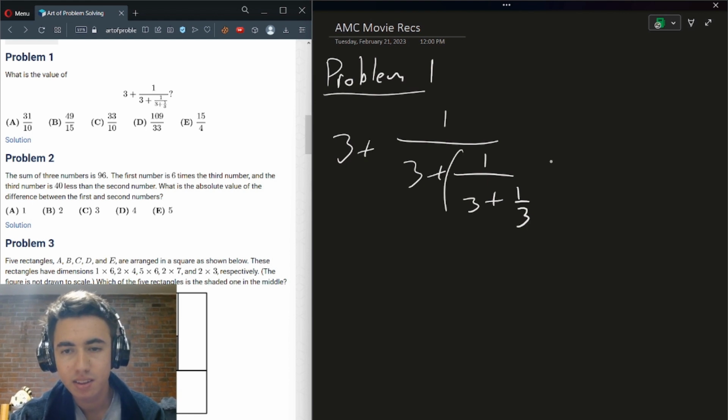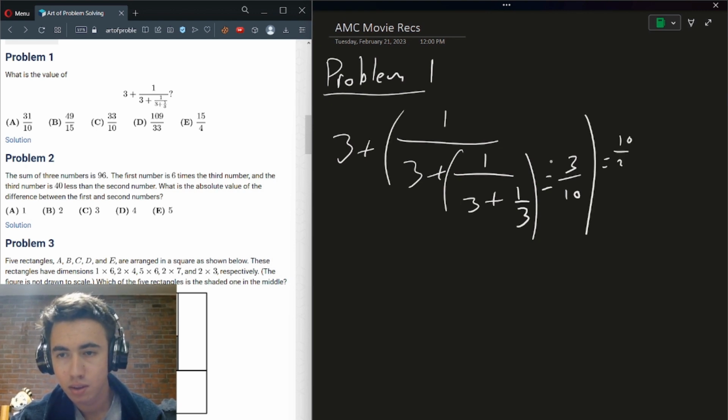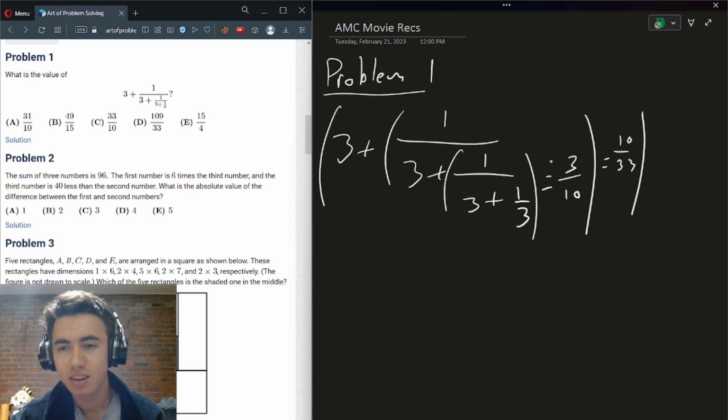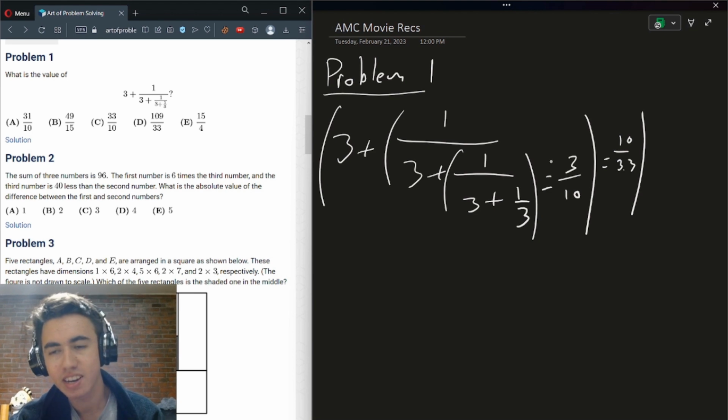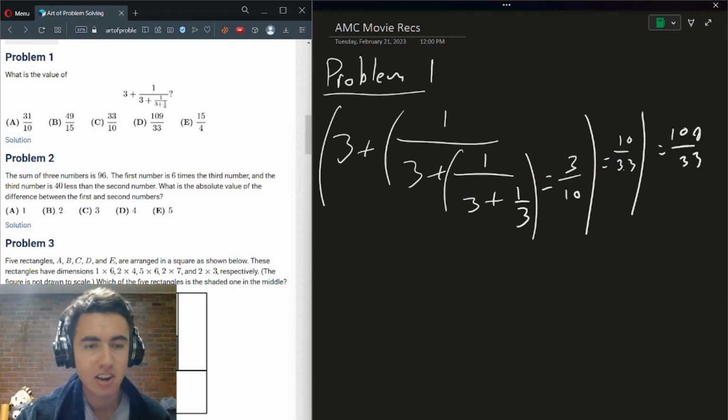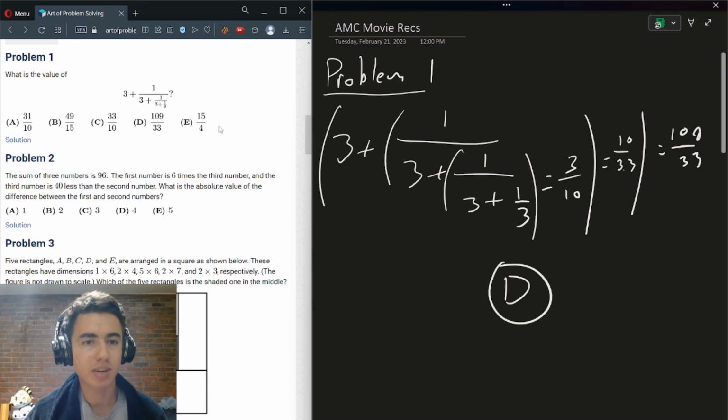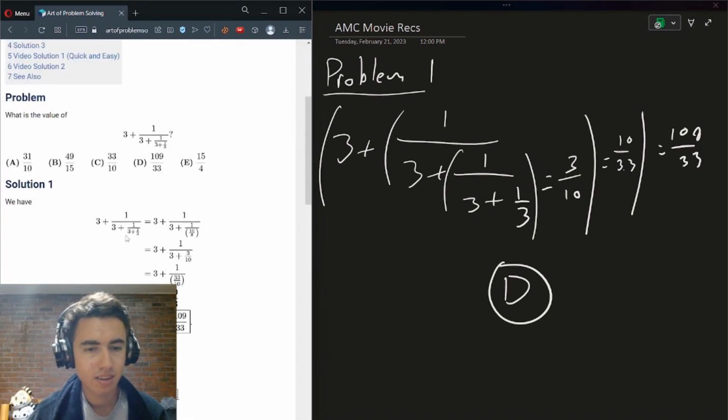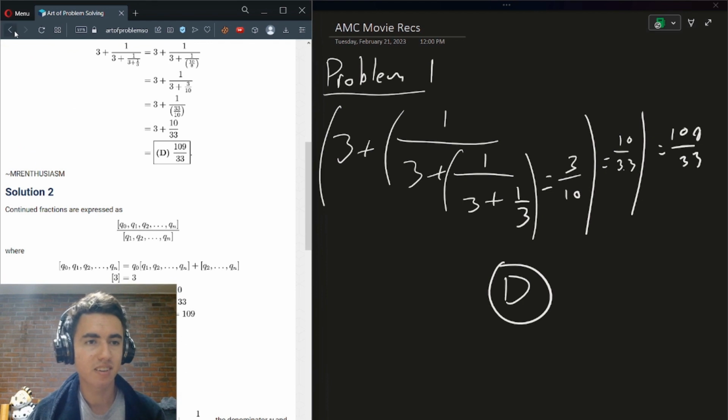So first off, this is what? 9 plus 1 is 10 over 3, so 3 over 10. And then we get, this is what? 3 times 10 is 30, 33 over 10, 10 over 33. And then finally, we get 3 times 33 is 99, plus 10 is 109. Obviously, I'm just multiplying the denominator by this and adding it to the numerator. And then we get 109 over 33. And that should be D. And let's make sure this is correct. And it is. How surprising.